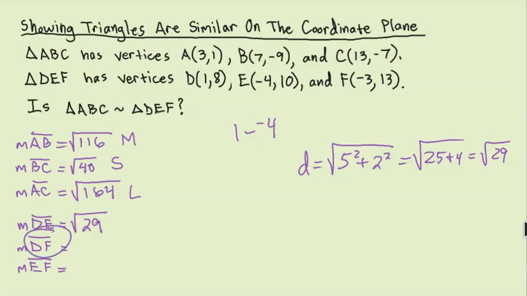Now let's do from D to F. So 1, 8 up to negative 3, 13. Well, how far is it from 1 to negative 3? Those are the x values.